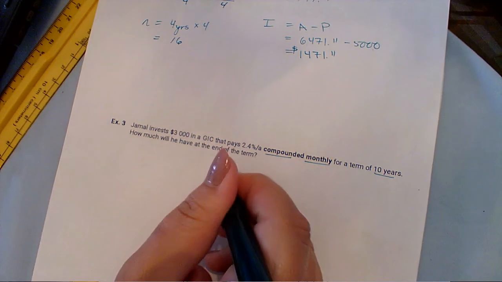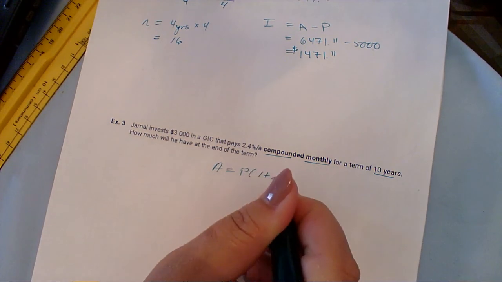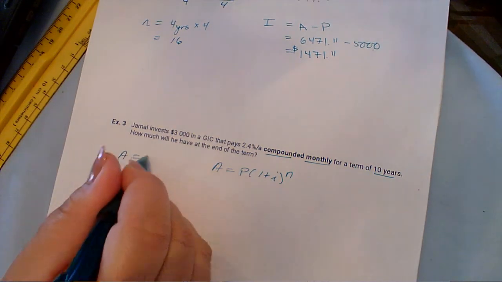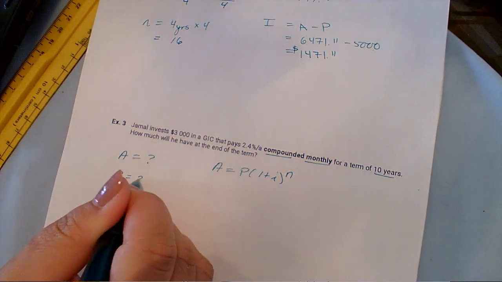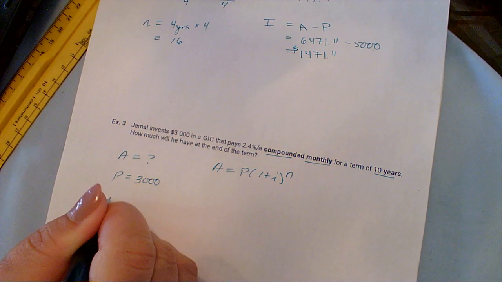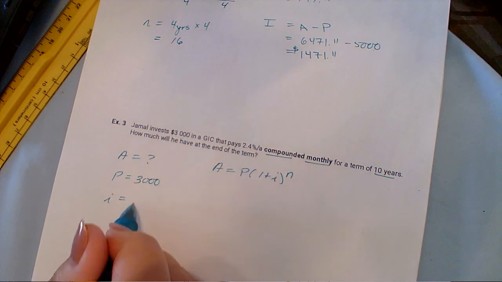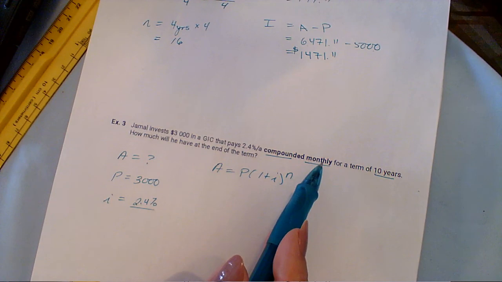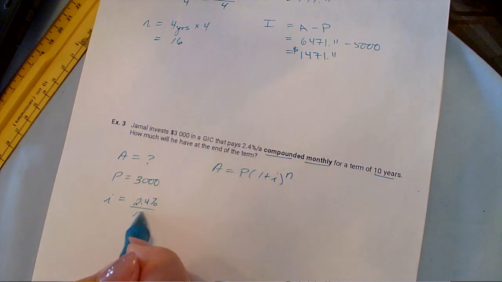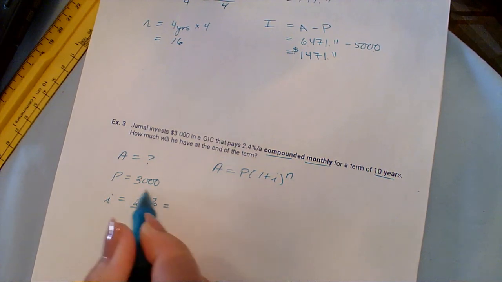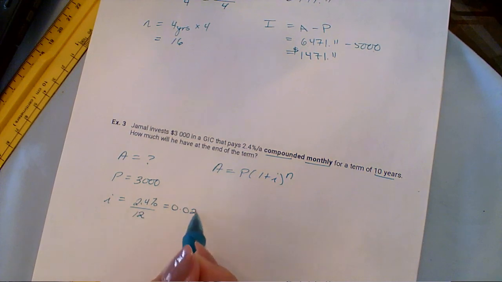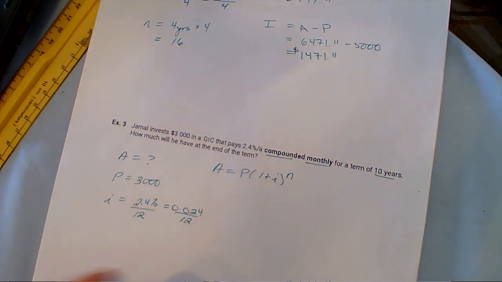So again, compounded means we're using this formula, right? Exponential growth. Future amount, we don't know. Original amount was 3,000 in this case. Little I was 2.4%, but we're going to divide it into monthly chunks. So we're going to divide it by 12. So divide this by 100, right? Jump once, jump twice, and still have it over the 12. Don't divide it here, leave it into the formula.